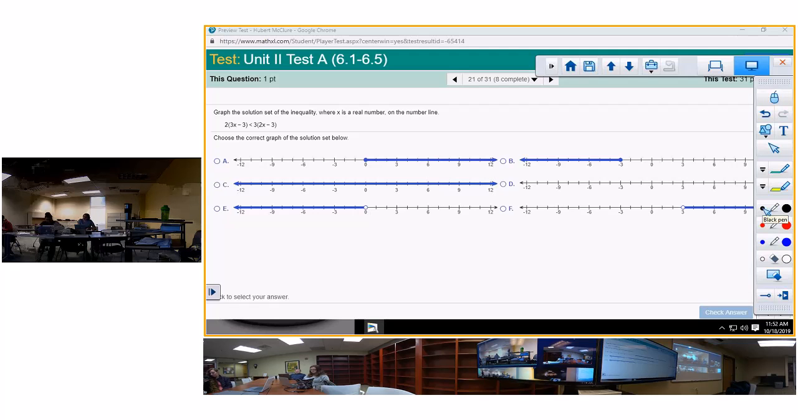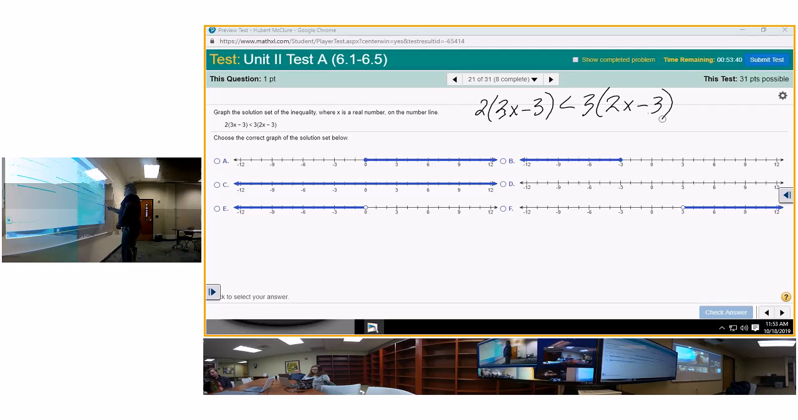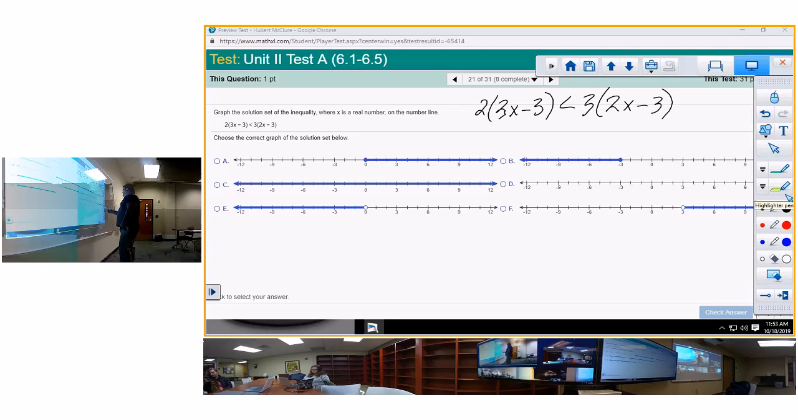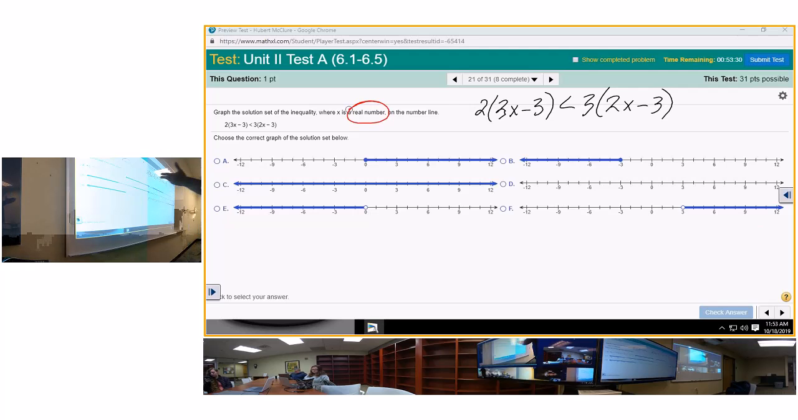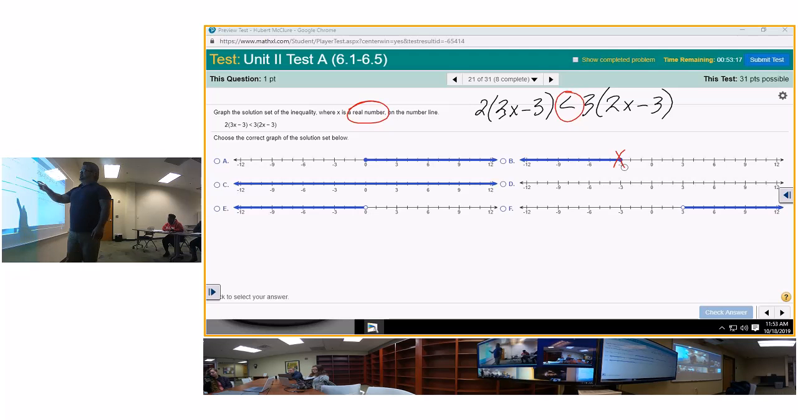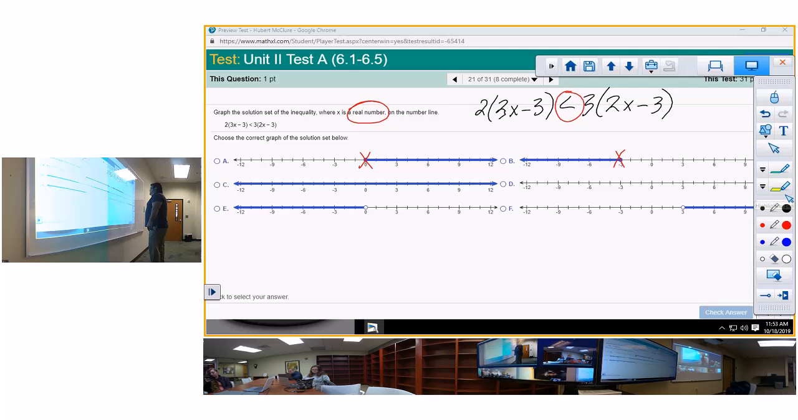All right, next. 2 times 3x minus 3 less than 3 times 2x minus 3. I think you're going to see this one come out to be strange. On real numbers. So which one? Okay, there's no dots, so I can't have a closed circle. So closed circles out. Any other closed circles? Nope. Okay, now we've got to solve it. When we solve it, you're going to get something funky.